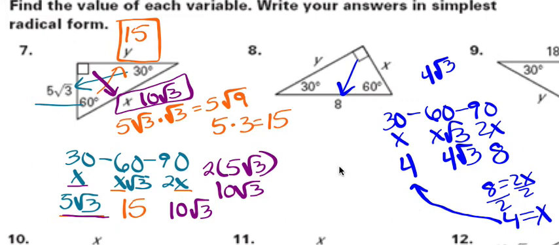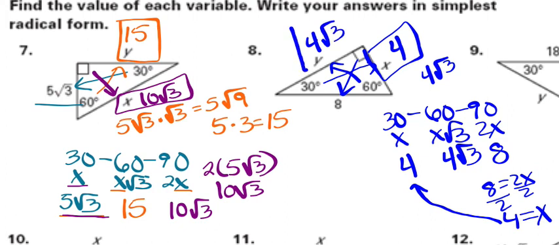So now I'm going to take that back to my picture. Across from the 30, the number under the 30 is a 4, so x is 4. And then across from the 60 is the y, and underneath the 60 is the 4 root 3. So y is 4 root 3. And that's how you would solve number 8.